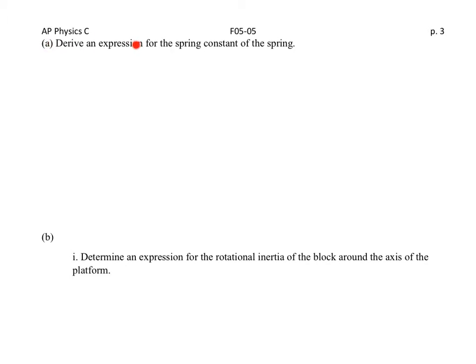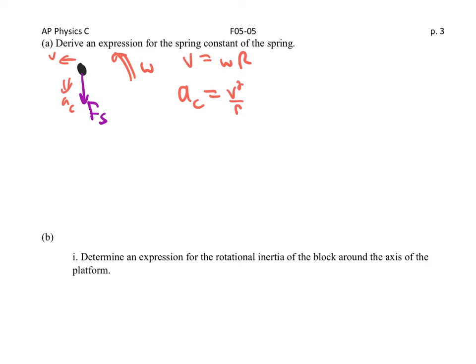Part A, derive an expression for the spring constant of the spring. So pretty easy. We have this thing that's being pulled in by a spring. We know that it is also traveling with some omega and therefore has some velocity. We know velocity will be omega r. Therefore, the centripetal acceleration that it must suffer is v squared over r, which is going to be omega r all squared over r, or omega squared r.